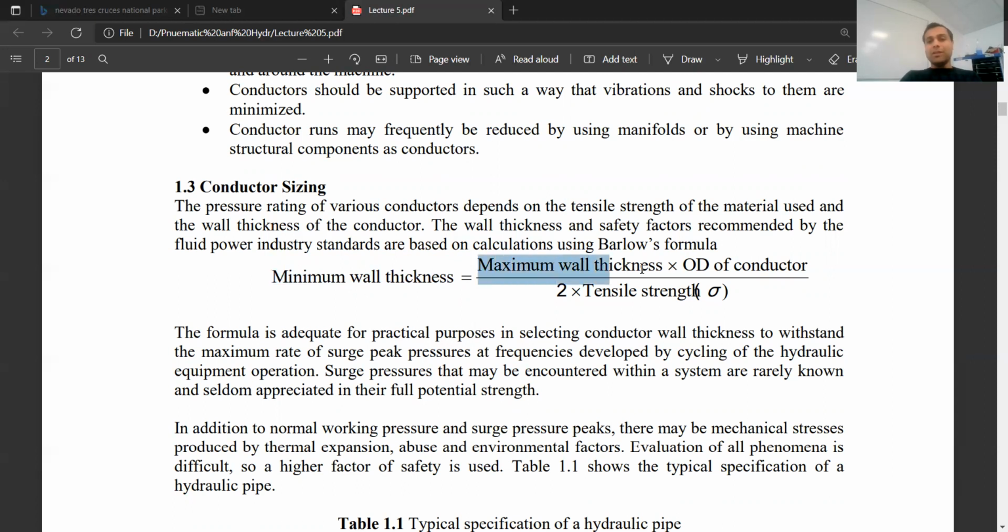The minimum wall thickness should be the maximum wall thickness multiplied by the outer diameter of the conductor, divided by double the tensile strength. Now this is sigma, the tensile strength. Maximum wall thickness that we should be using, multiplied by the OD, the outer diameter of the conductor and conducting pipe.